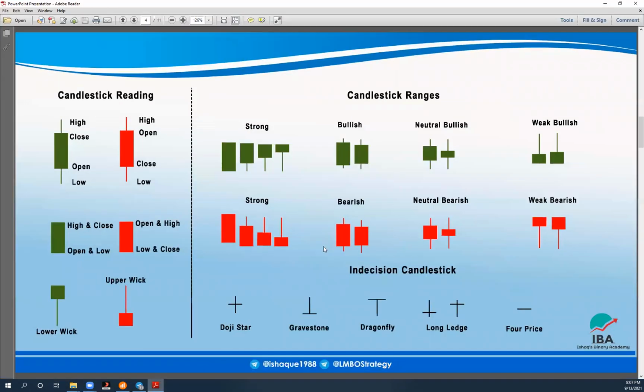Now here, why did this candle happen? We say it's an indecision candle. Why does a doji candle happen in the market? What is the reason? Can anyone tell me?